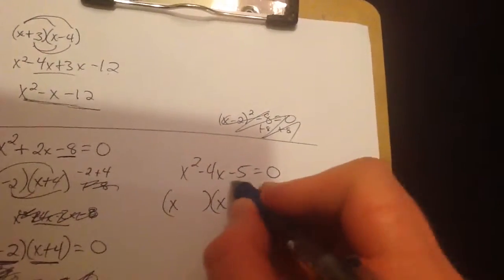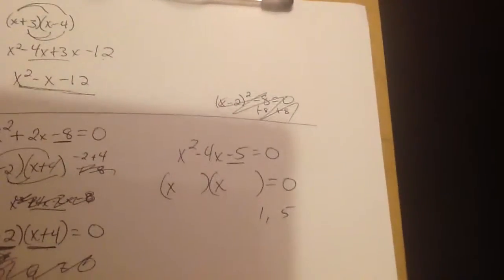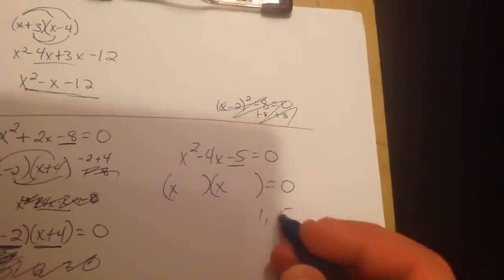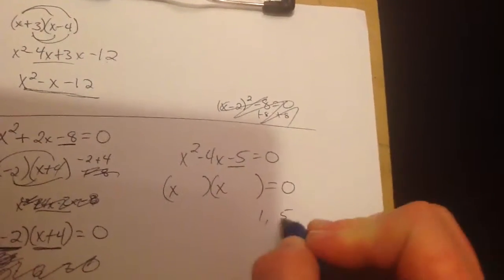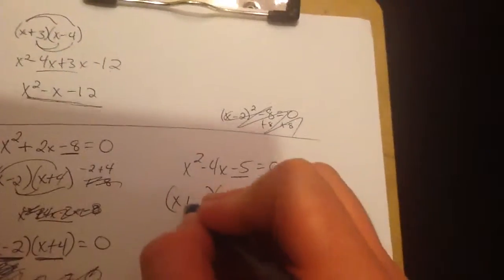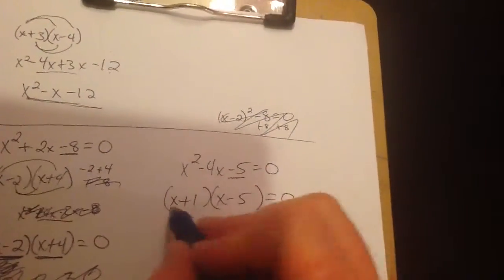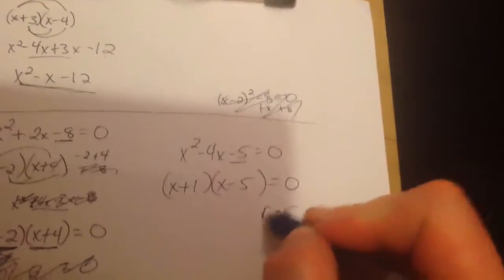Well, always do the multiply first. To get 5, my only options are 1 and 5. So now I just have to think, how could I make one negative, one positive to get negative 4? Well, it should be easy. Negative 5 plus 1 is negative 4. So I'm going to have plus 1, negative 5. You can check it if you want by doing distributive property to make sure you get that same thing.